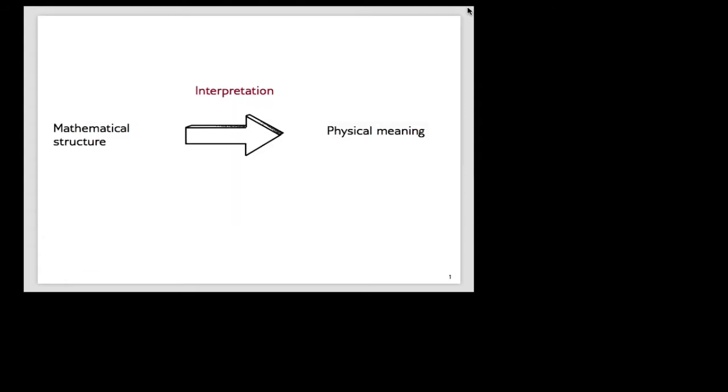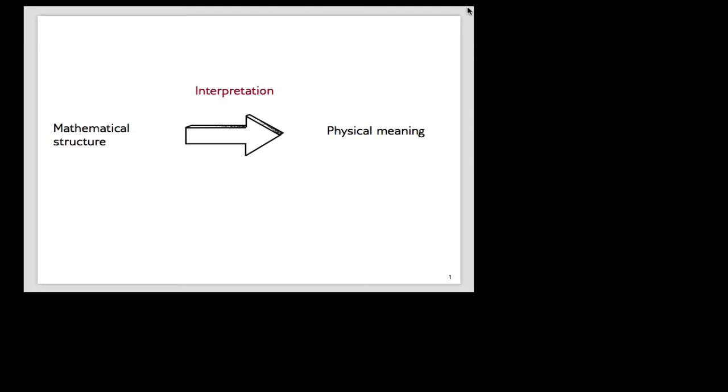And these mathematical details are important for understanding the project of interpreting the theory, where what I mean by an interpretation is an approach to taking the mathematical structures that we take to be constitutive of the theory and associating physical meaning, claims about the physical world, with that mathematical structure of the theory.